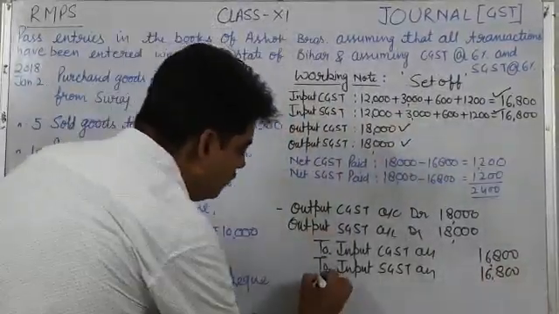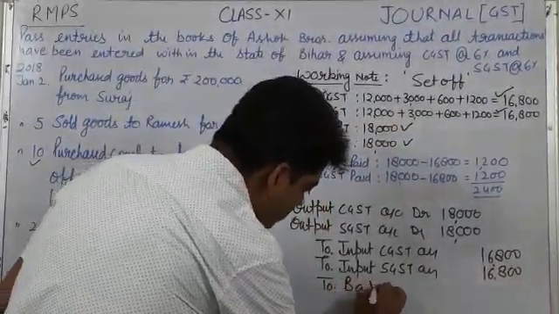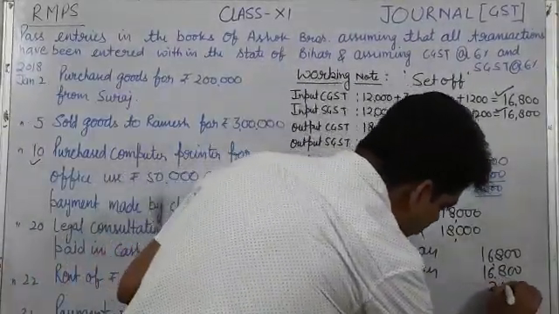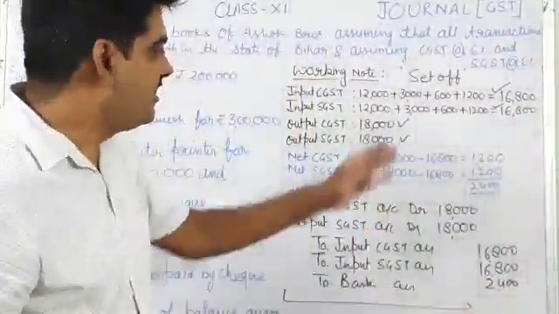So the excess amount with us is 2,400, and this amount will be deposited to the government's account. So to bank 2,400 rupees. So like this we will pass the journal entry of set off.